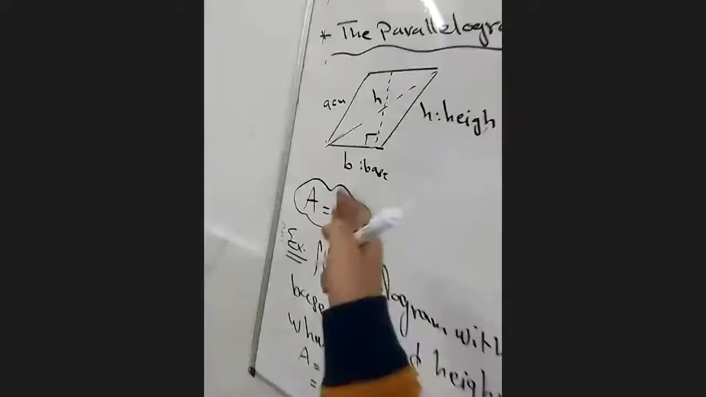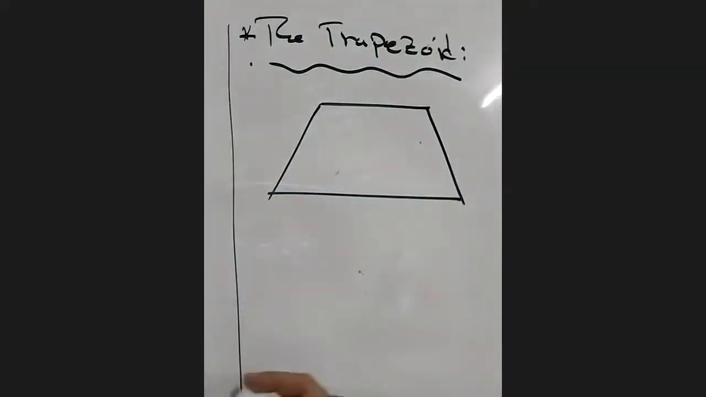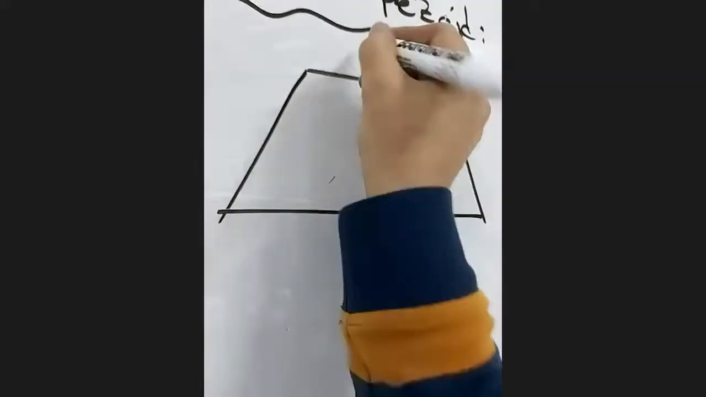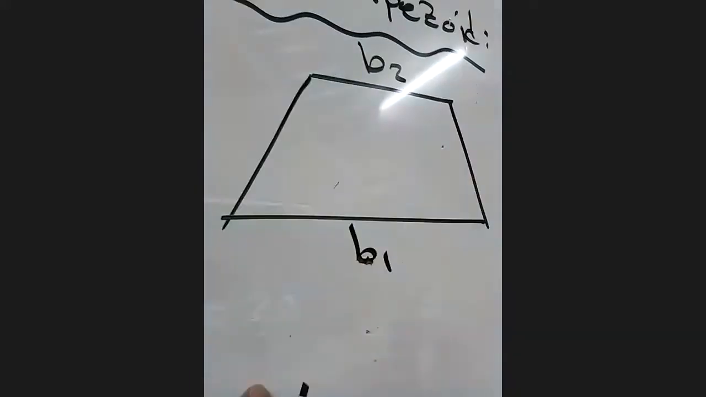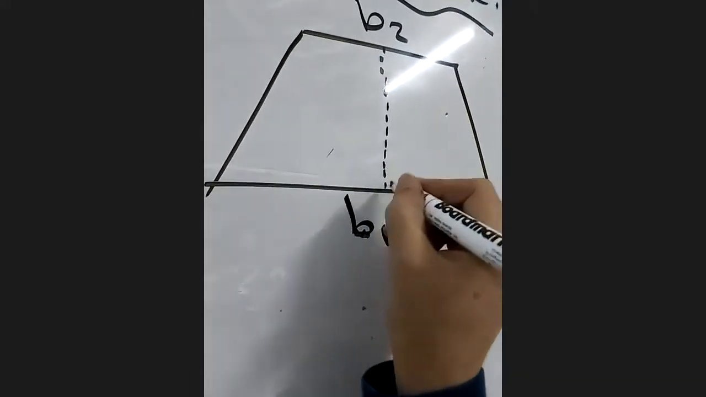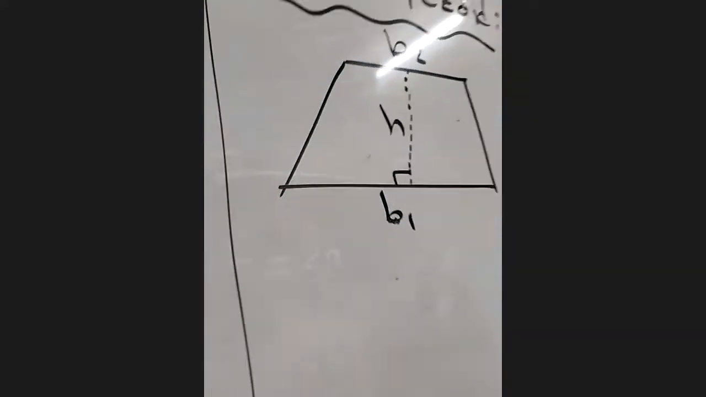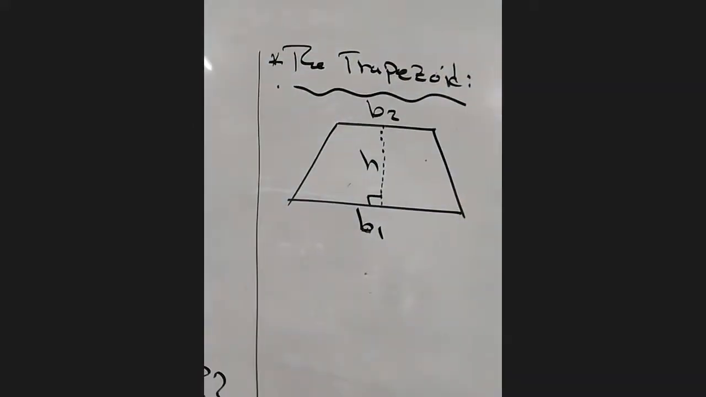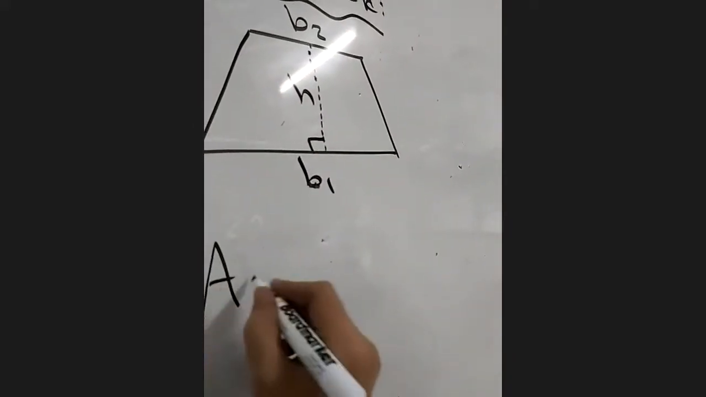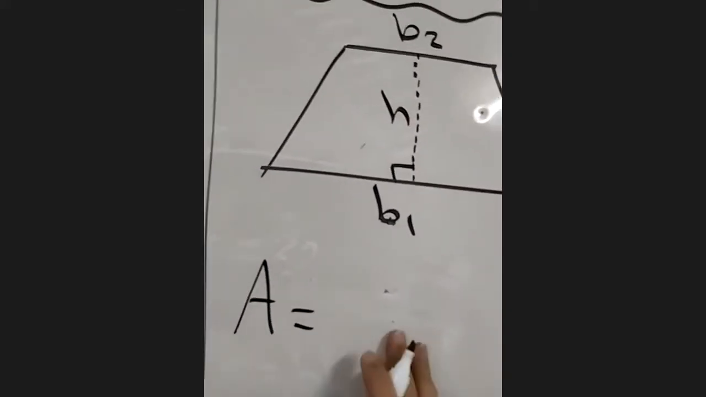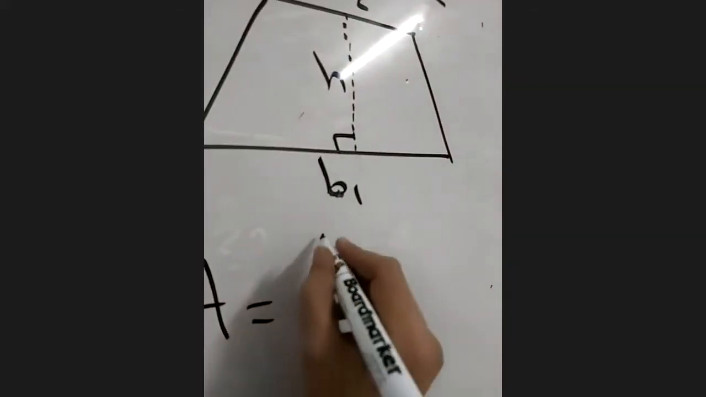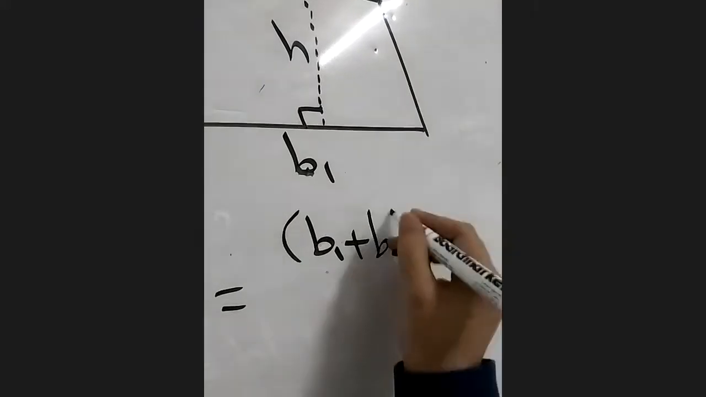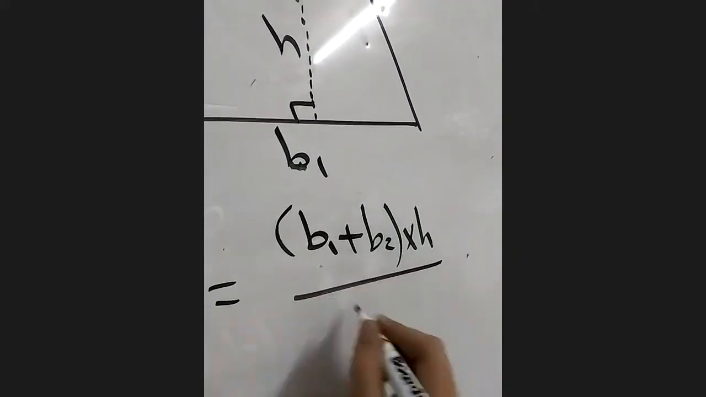Here we have two bases. I will call this one B1, base 1, and here B2, base 2. And the distance between them with right angle, we call it the height of it. So we have two bases and height in the trapezoid. Now to find the area, look here guys, A equal, please memorize the formulas. A equal bracket B1 plus B2 multiply H all over 2.